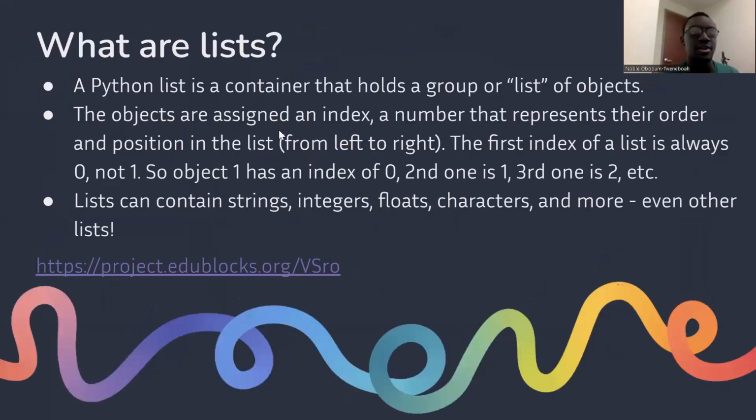So first we want to talk about what exactly are lists. In Python, a list is a container that can hold a group of objects, and they are all assigned indexes to put them in sequence. They are in order, just like a real list you would make. The indexes are represented with numbers, and the first index of a list always starts at 0.